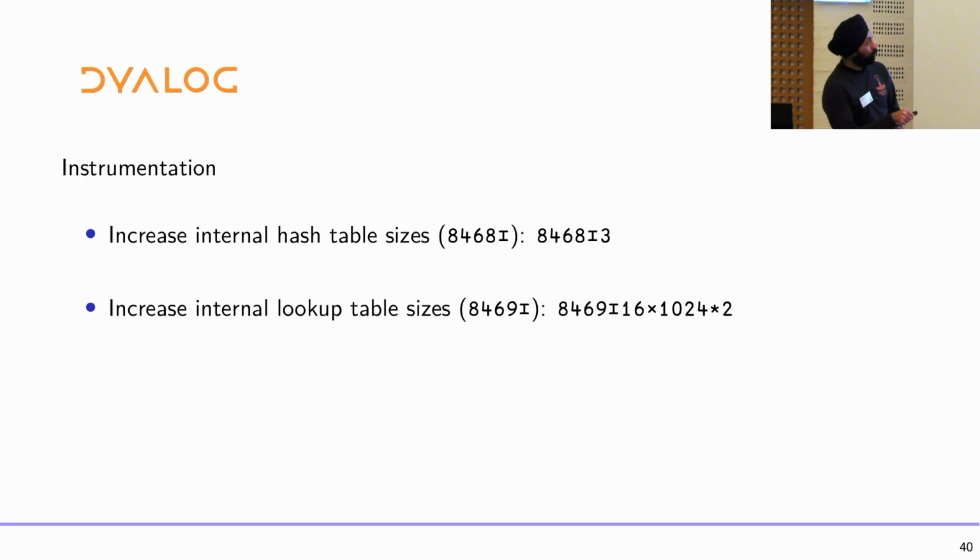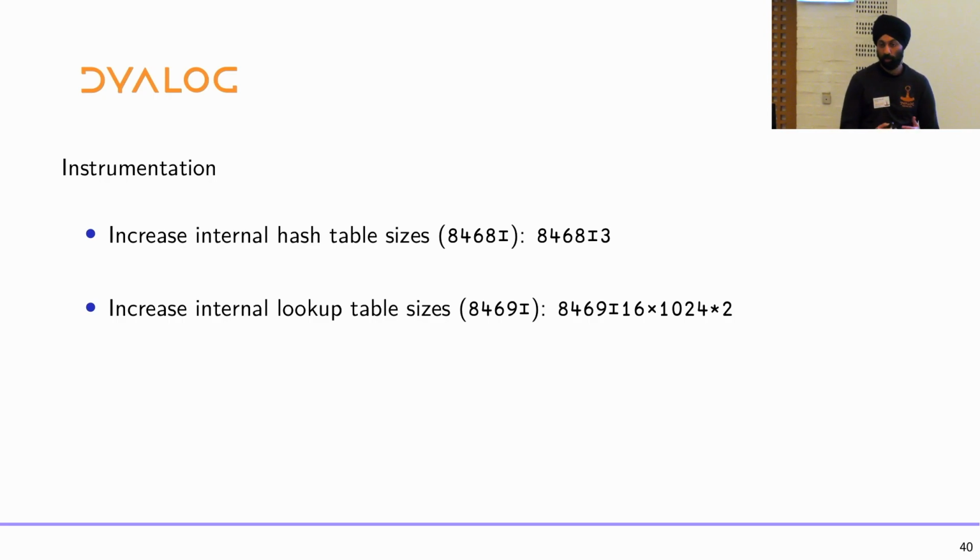Now, 8468 I-beam will increase the size of the internal hash tables. You can give it a right argument of 3 that will increase the size up to 8. 8469 I haven't really talked about today, but it's a different type of table. It takes a right argument, which is the size of the table in bytes. So this represents 16 megabytes, the max value it can take.